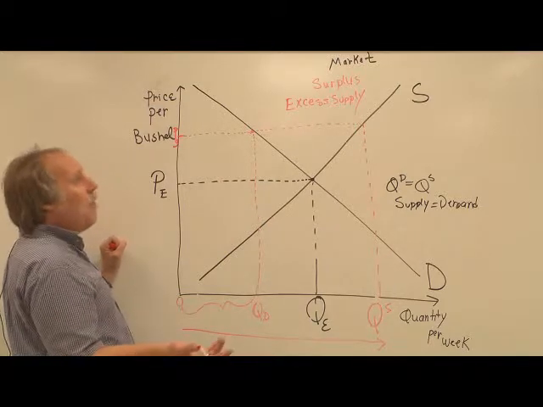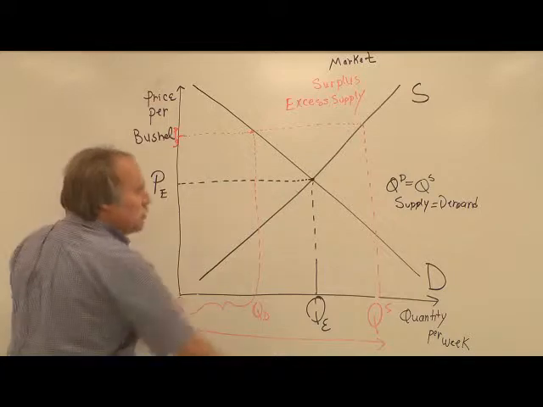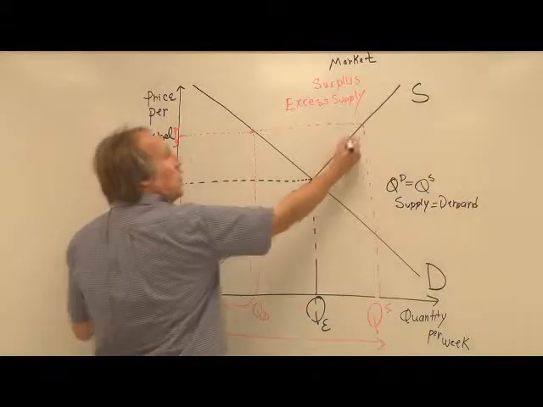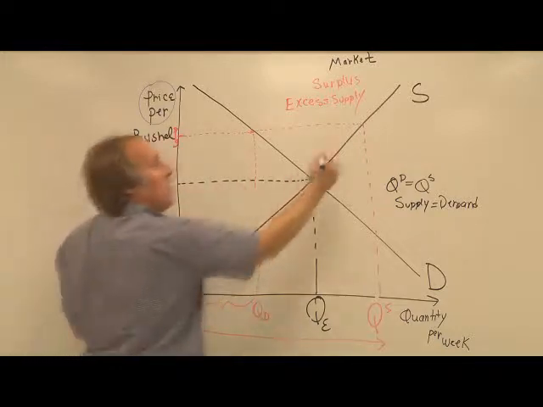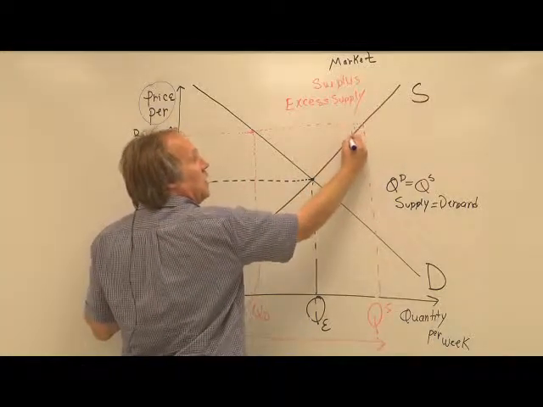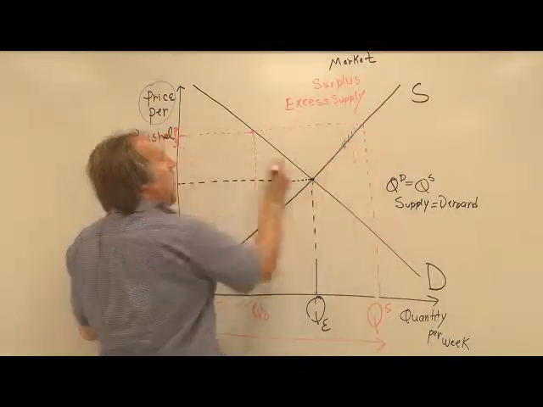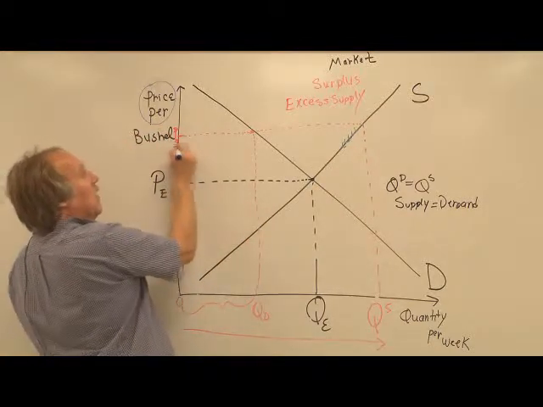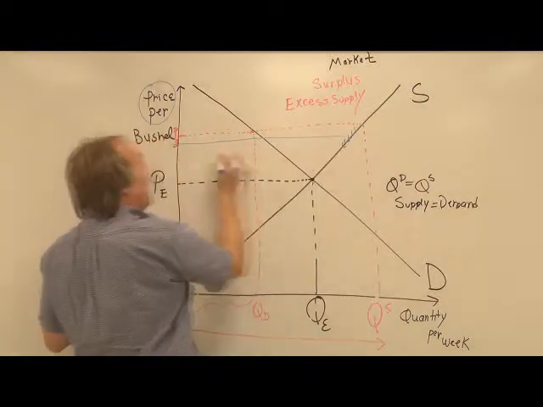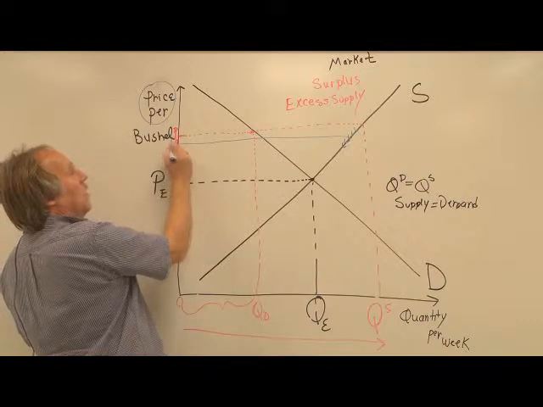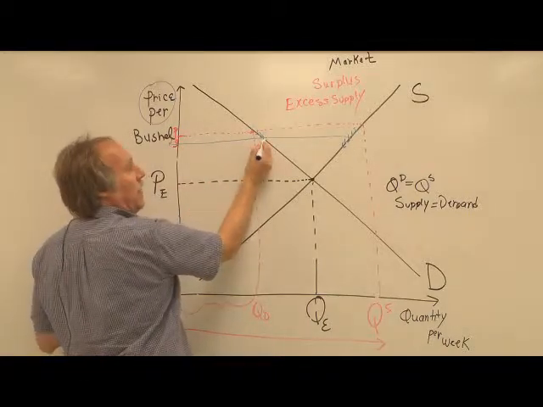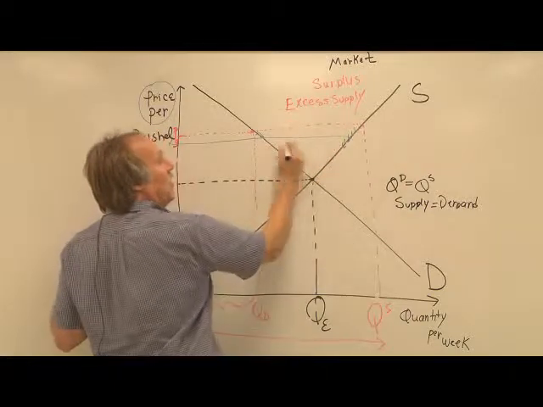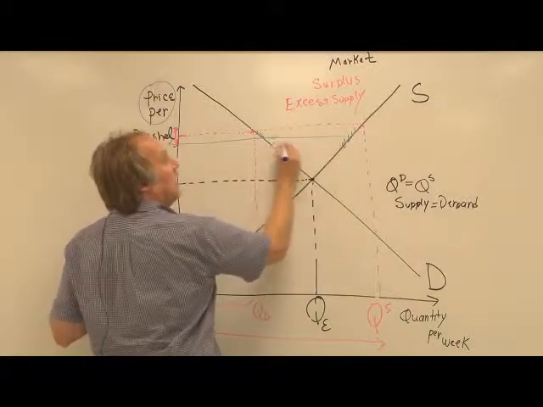So why don't we lower price? As the producer decides to lower price, again, when price changes, we have movements along the curve. Price goes down a little bit, we have an increase in quantity demanded. Quantity demanded is increased, quantity supplied is decreasing, and this surplus is getting less.